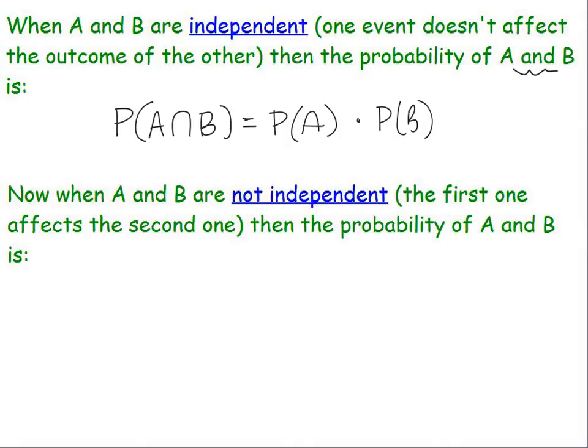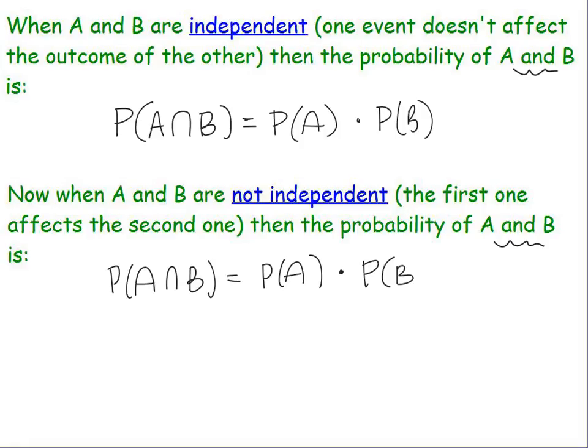Chapter 15, we are now changing that. Now, when A and B are not independent, that means that whatever happened first affects the second one. Then the probability of A and B changes. We still have multiplication, but we have to use some common sense. There's going to be two versions. The probability of A and B will equal the probability of A happening, and means times, but now when we find the probability of B, we have to know up front that we are given A already happened. So that probability is not going to be straightforward. It's going to be different.